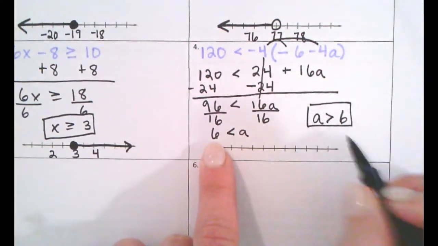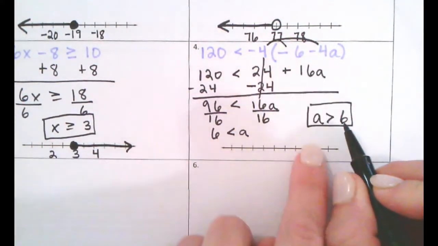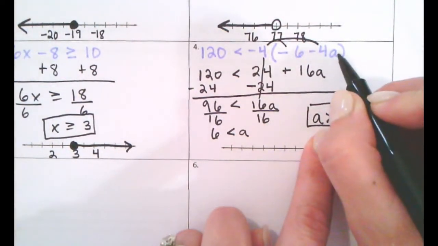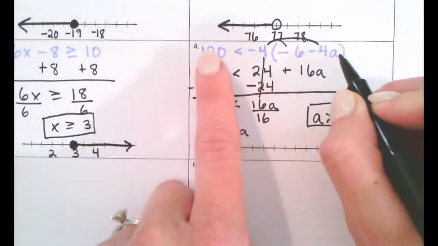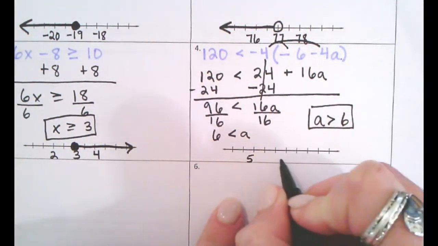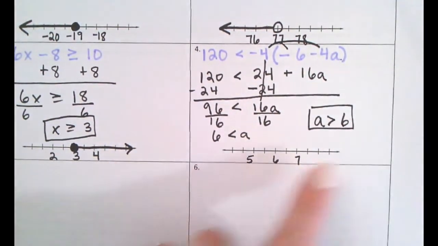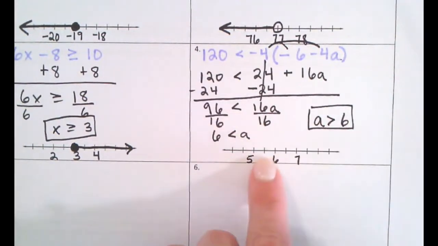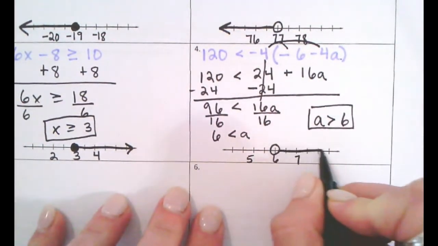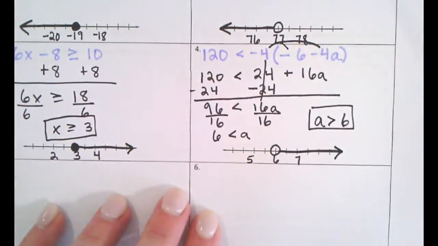So if I plug in 6, it won't actually work in this problem because it's not equal to, but any other number that I choose to put in here, like 7, 8, 9, will hold true to this inequality. So make my number line 5, 6, and 7. 6 will have an open circle since it's not being included, but then any other value greater than 6 will be part of the solution.